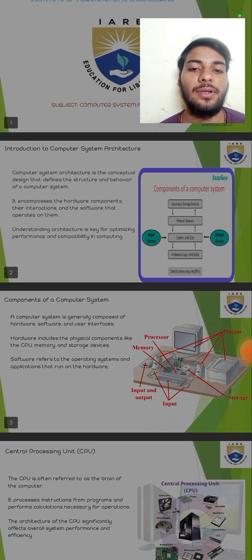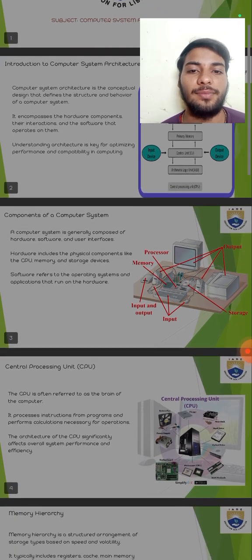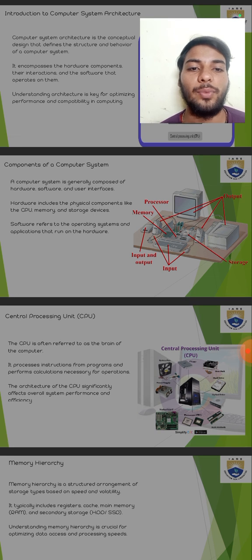Then we have the components of a computer system. What are the components that the computer system architecture has? A computer system is generally composed of hardware, software, and user interfaces. Hardware includes the physical components like the CPU, memory, and storage devices. Software refers to the operating systems and applications that run on the hardware. So the components are the software, the hardware, and user interfaces.